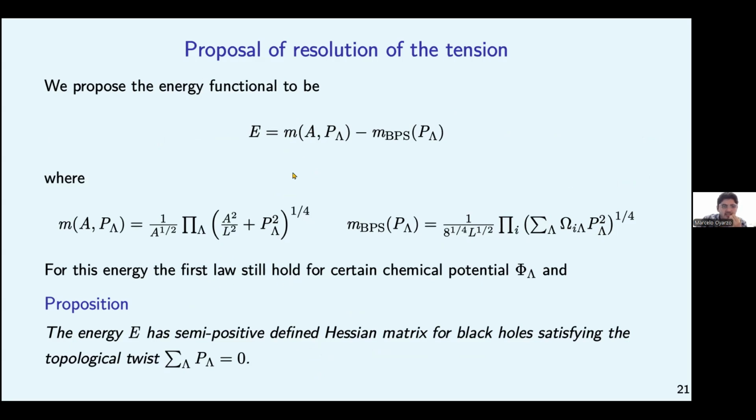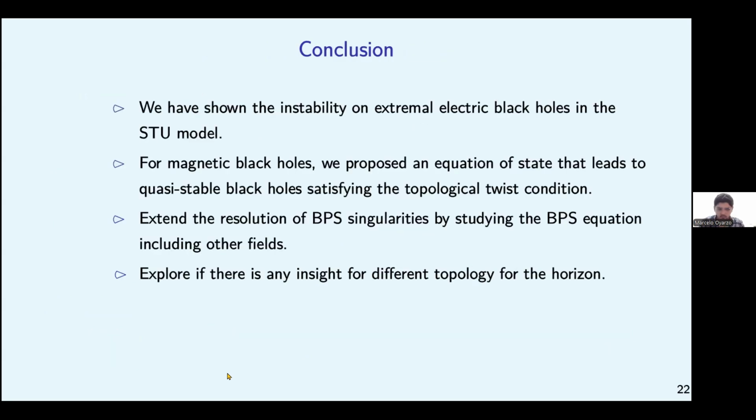You can indeed satisfy the first law for certain chemical potentials that are modified due to the presence of this extra term. And now we can state the following proposition, and I will finish with this. The energy E has a semi-positive defined Kessler matrix for black holes that satisfy the topological twist condition. I will not prove this, but I hope it will be on arXiv in the next weeks. That is what I wanted to say.